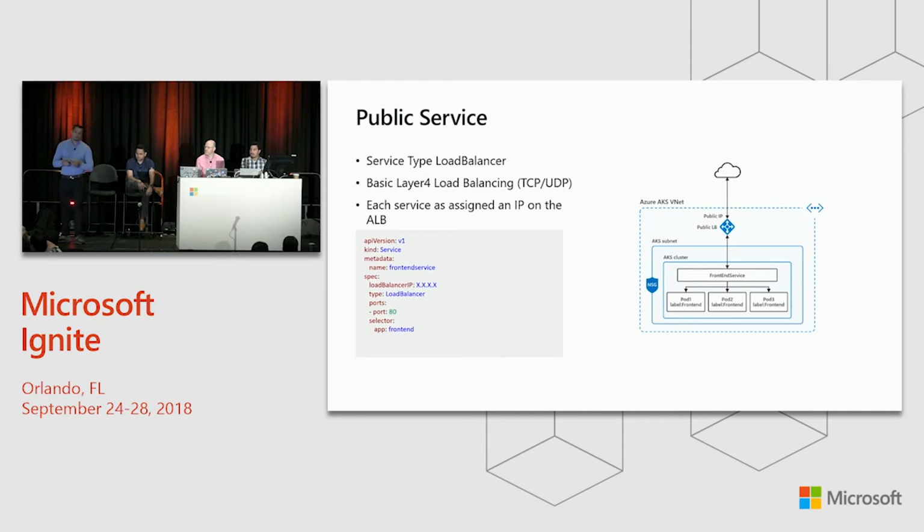One thing to note is that the service object in Kubernetes supports layer 4, basic TCP and UDP use cases. So no SSL termination, no advanced routing, none of that.